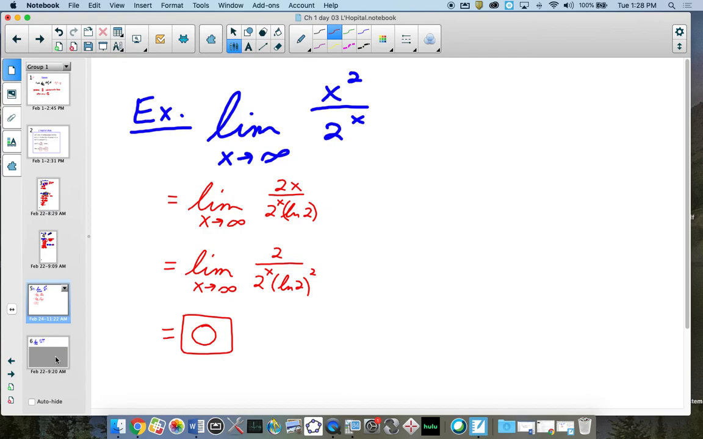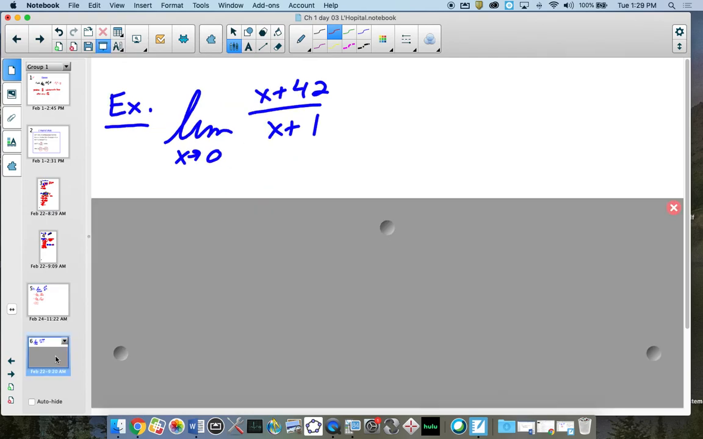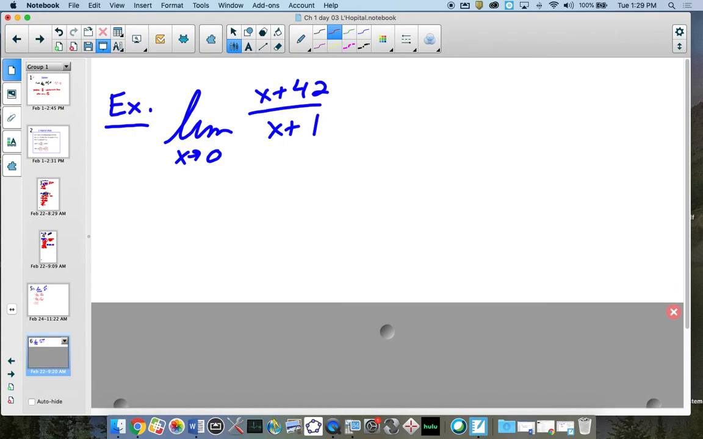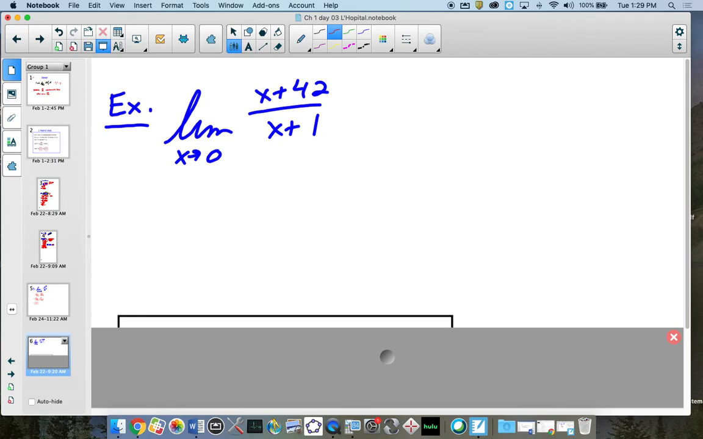Alright, let's try one more. I'll let you go ahead and work this one out. Finished? Alright, let's check your work. So if I take the derivative, as x goes to 0, derivative of the top is 1, derivative of the bottom is 1, so the limit as x approaches 0 is just 1.